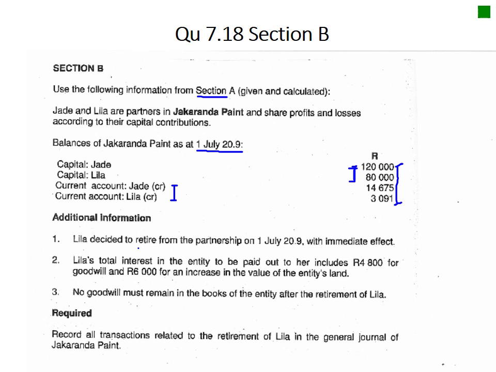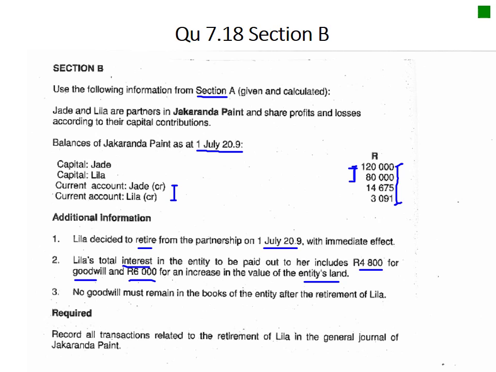Lila decided to retire from the partnership on the 1st of July 2009, and her total interest in the entity is going to be paid out to her. And her interest includes $4,800 for goodwill and $6,000 for an increase in the value of the entity's land. So her interest in the entity, in other words, her portion of the goodwill is $4,800, and her portion of the increase in the value of the land is $6,000.